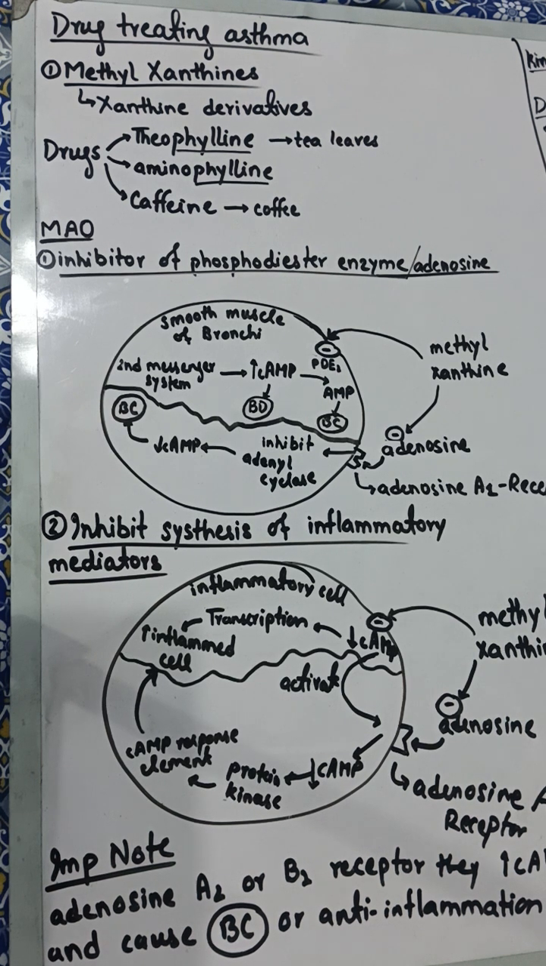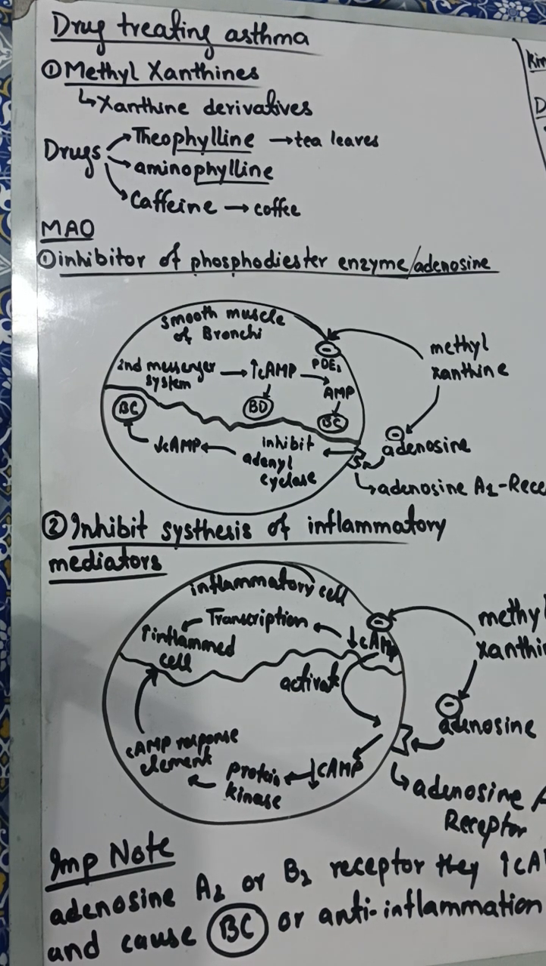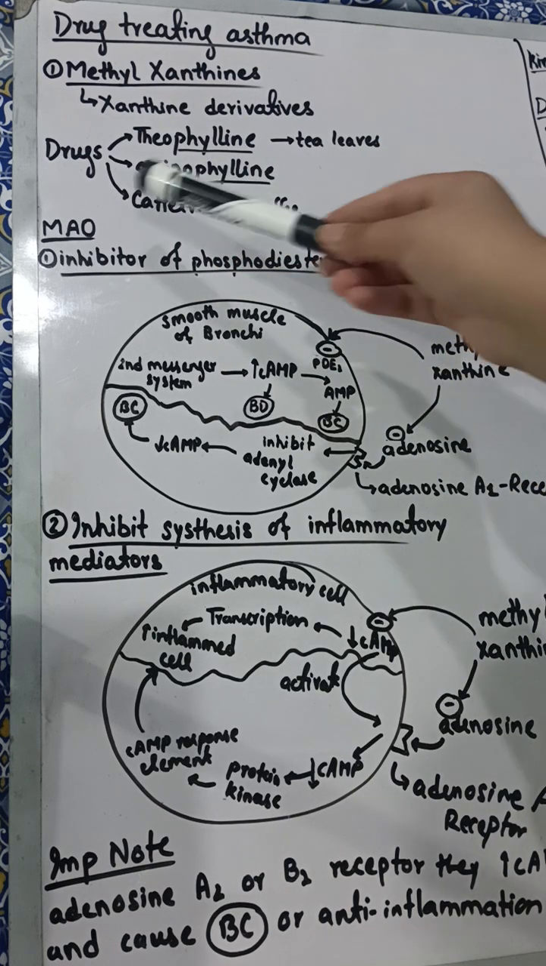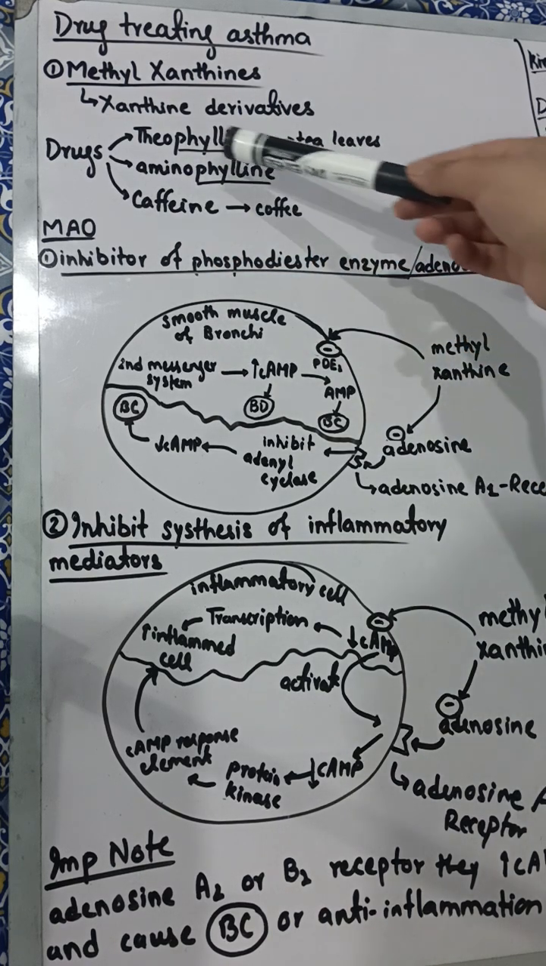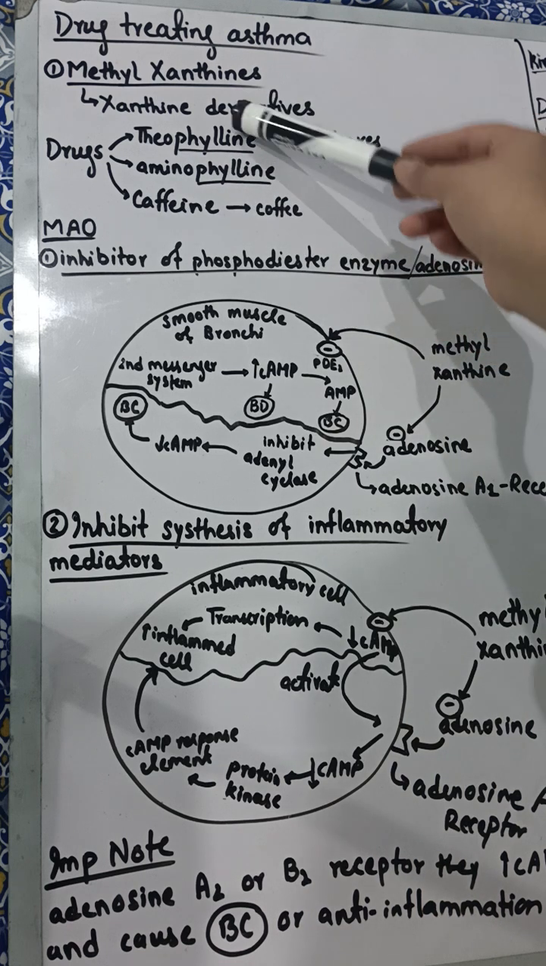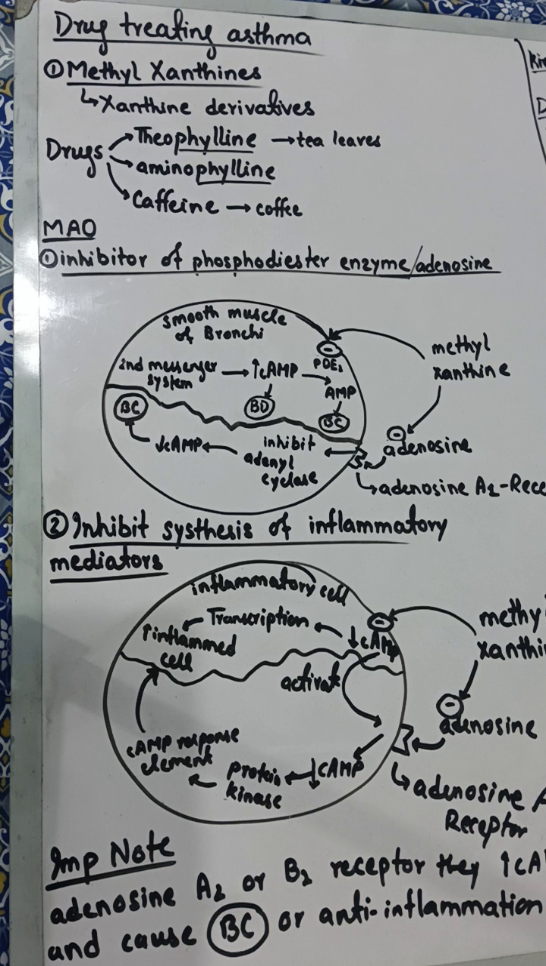So what are methylxanthines? Methylxanthines are derivatives of xanthines. Which drugs are classified in it? Theophylline, aminophylline, and caffeine. Actually, theophylline and aminophylline are drugs, but caffeine is not a drug. Caffeine is something which is included in your coffee and in your tea.